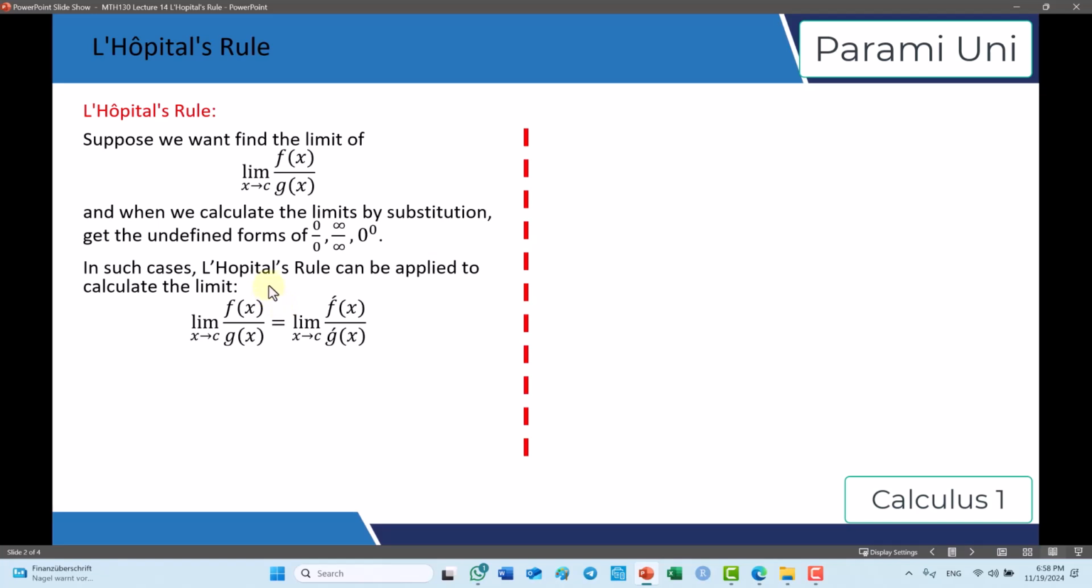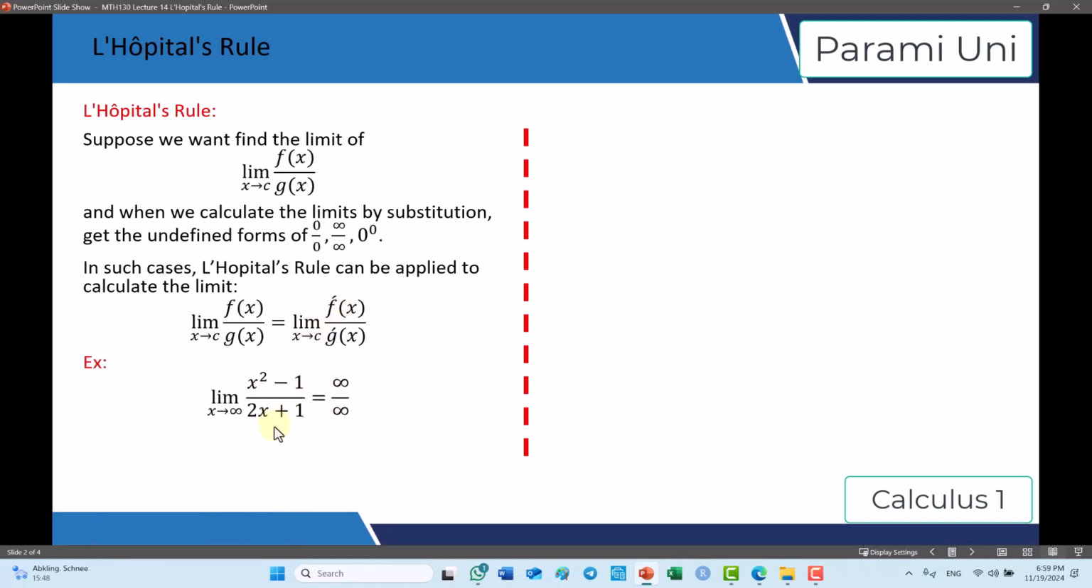L'Hopital's rule states that for the limit of f of x over g of x as x goes to c, if we substitute and get undefined forms such as 0 over 0 or infinity over infinity, this limit is the same as the limit as x approaches c of f prime of x over g prime of x. It goes without saying that the first derivative of g as well as f should be defined.